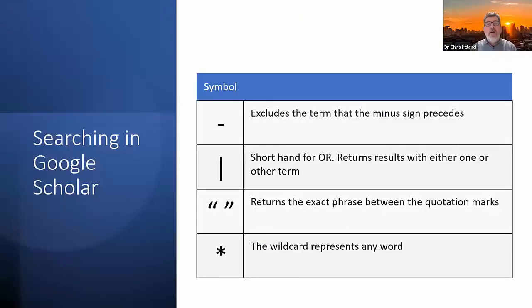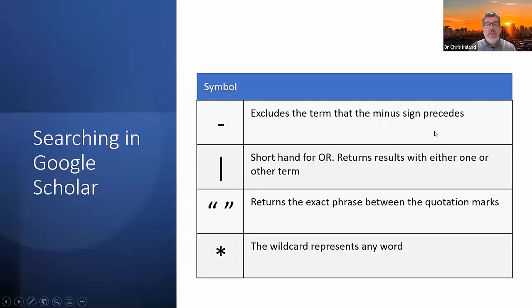Here we have search operators that I want to now talk to you about, how you're going to use those in your Google searches. It's really important that you do your Google searches using these. So the first one is the minus sign. That means that you exclude any term that it precedes.